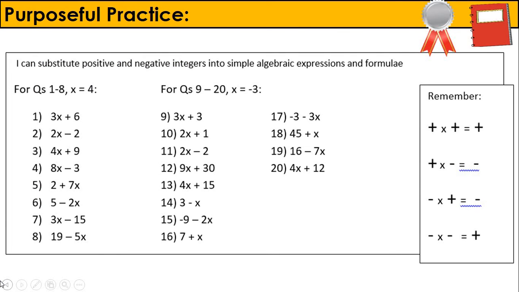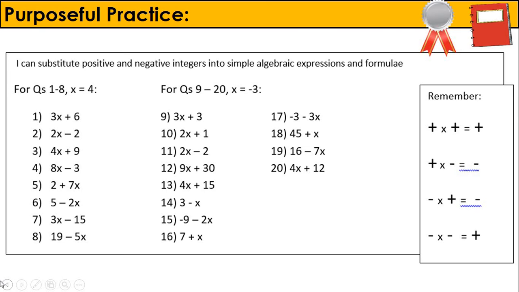Okay, a little bit more personal practice, and again the focus is going to be on positive and negative integers, integers being our whole numbers, and substituting those in. So left hand side, questions 1 to 8, we've got x equals 4 is the substitution, so we're putting in a positive integer. Then questions 9 to 20, we're putting x equals -3.